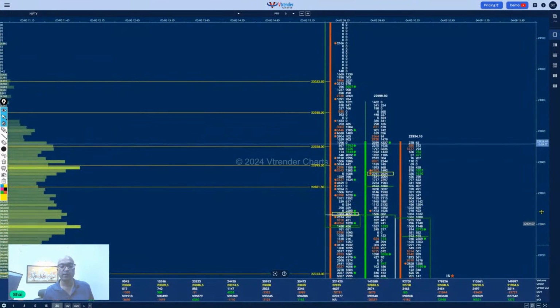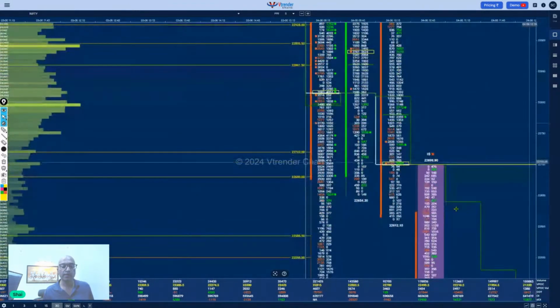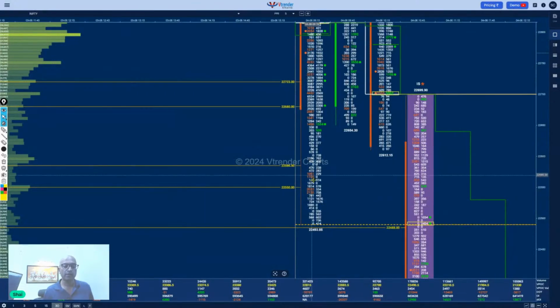Right at the open, 23,140, you're not seeing any kind of demand coming in. Absolutely no greens coming here. And whatever greens were coming in were quickly getting outpowered and outnumbered by sellers. We finished with minus 70,000 in that first 30 minutes, right? And an initiative selling candle came in at 10:45.